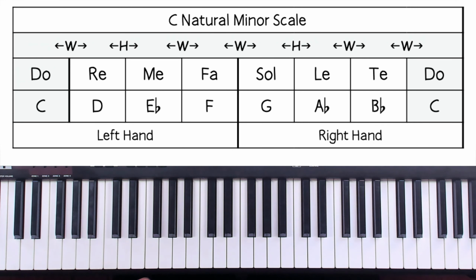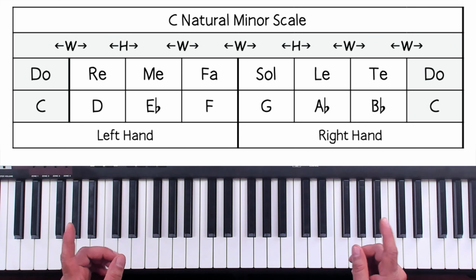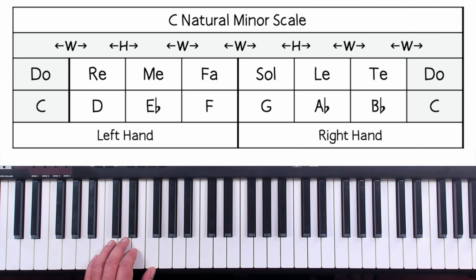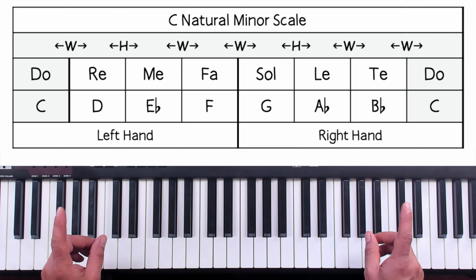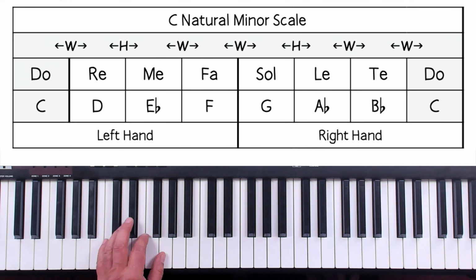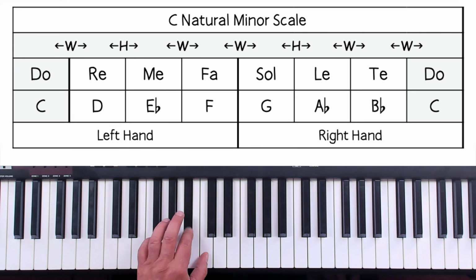Okay, this is the graphic that we're gonna follow. So top note is the key, C natural minor. Then we have the intervals in between the notes: whole step, half step, whole step, whole step, half step, whole step, whole step. That's another way of visualizing the scales. My favorite way. We're gonna use solfege syllables: do, re, mi, fa, sol, le, te, do.